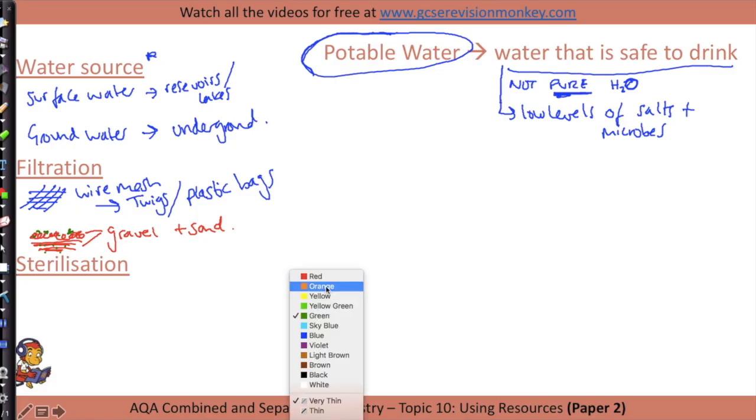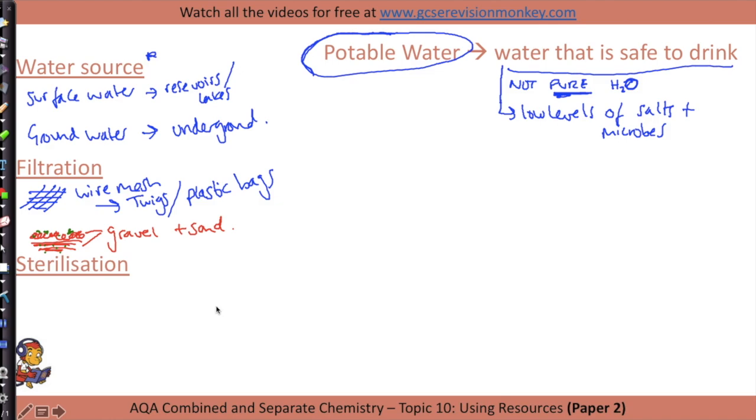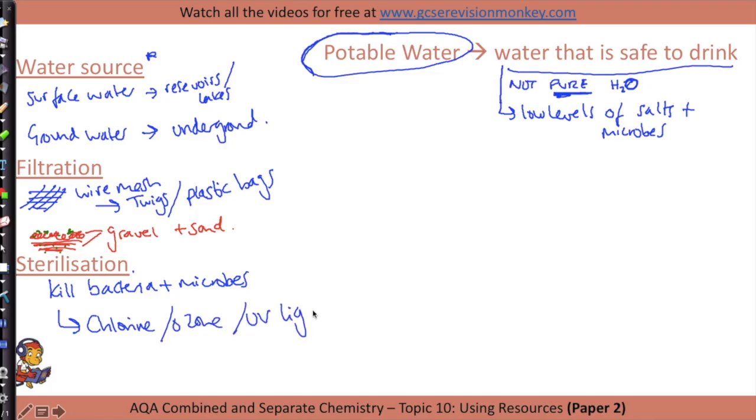However, it's not. It must go through a further sterilisation process to kill the bacteria and other microbes, so like viruses and fungi and things like that are in the water. And there's three ways that you could do that. You could either use chlorine or ozone or UV light, or you might use a combination of those, but all of those will help to sterilise the water and can kill the bacteria that are in there.